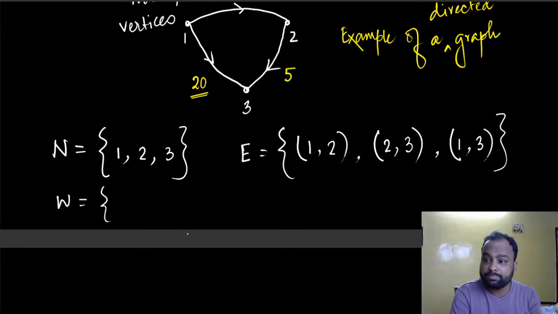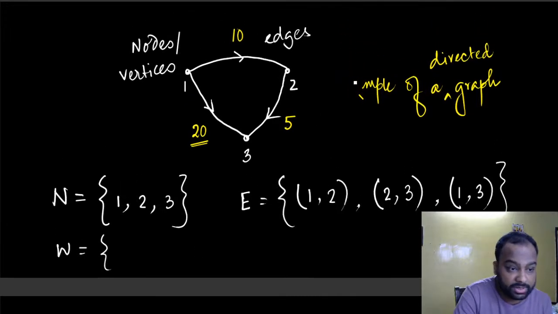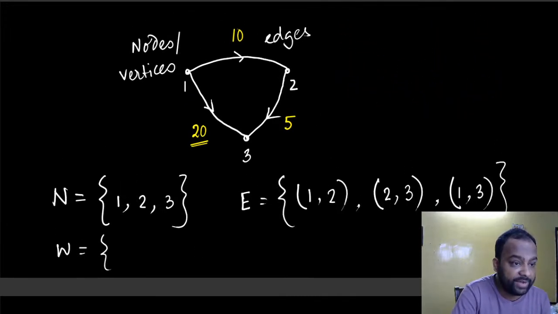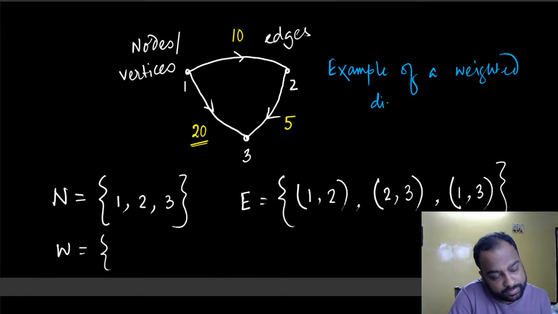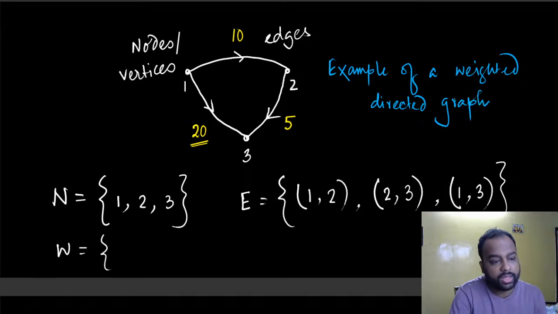This is a weighted directed graph. To be very specific, this is an example of a weighted directed graph. Why directed? Because all these edges have directions. And why graph? That is the terminology we use. And why weighted? Because all these edges have a certain weight associated with them.